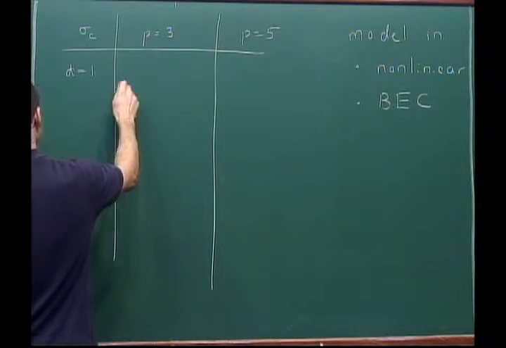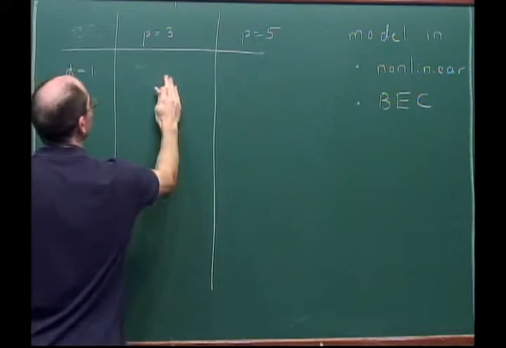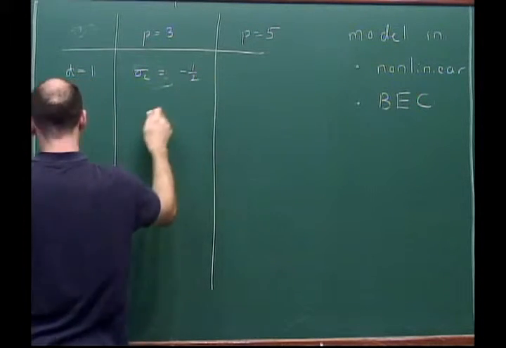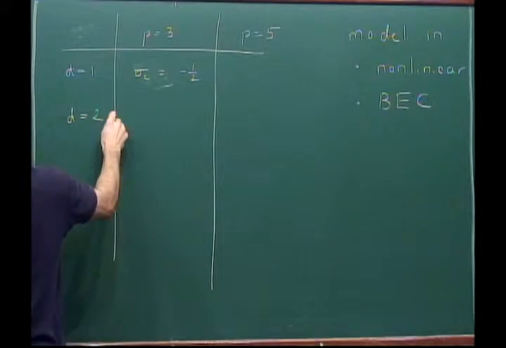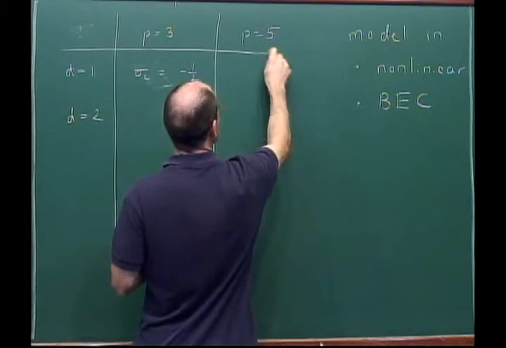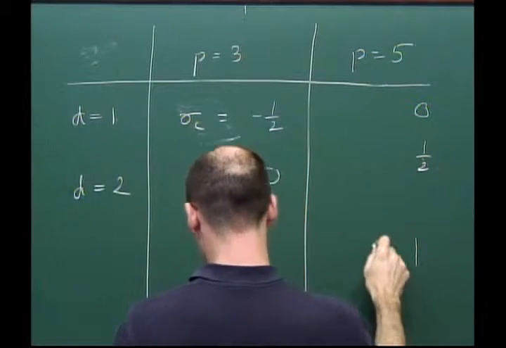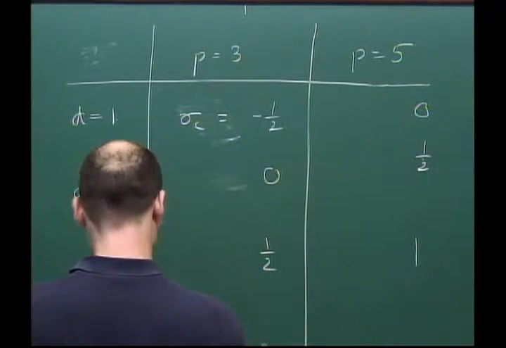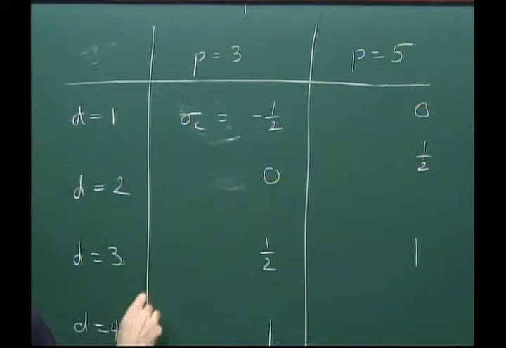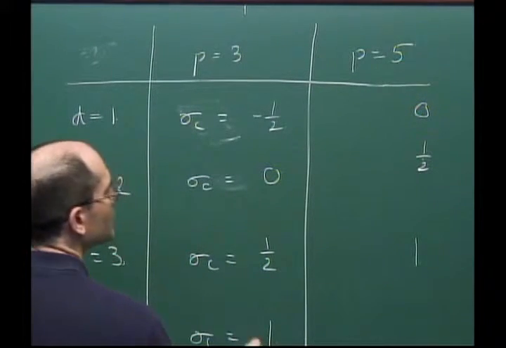Right. So in d equals 1, we have the sigma. I'm just writing down the value of sigma sub c in each case. Minus a half. d equals 2, 0. So it's 0. 1/2. 1. 1/2 and 1. So it's d equals 3, d equals 4. So this is just the value of sigma sub c in each of these cases.